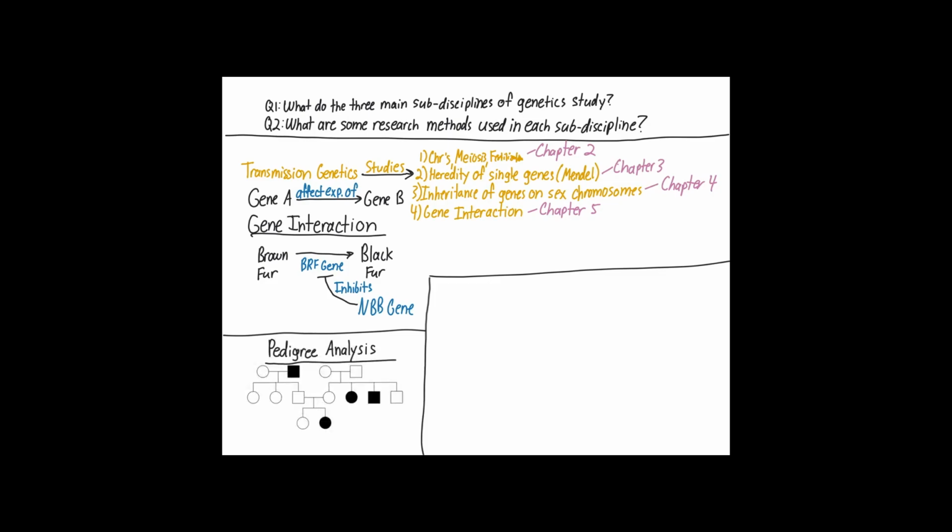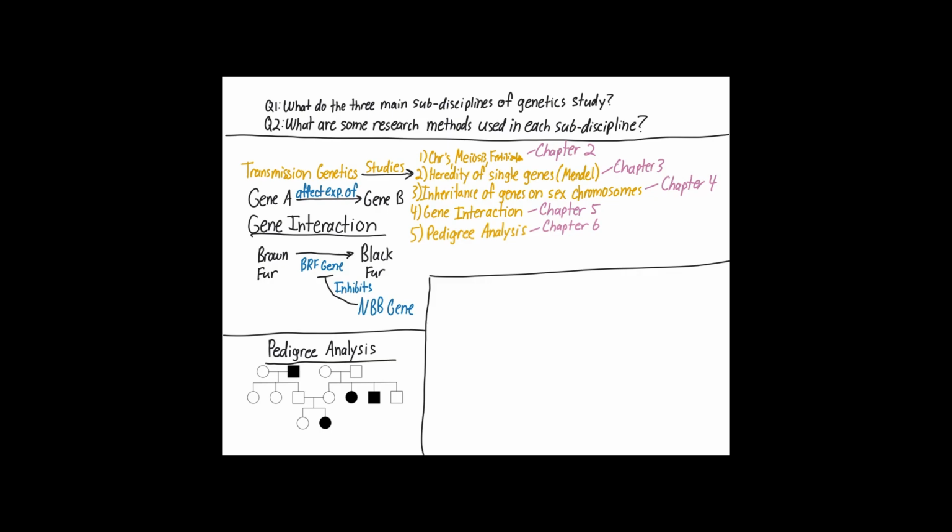Now you've seen how pedigree analysis can be used to study human genetic diseases and help parents make decisions about having children. Pedigree analysis is part of transmission genetics because it deals with the transmission of inherited genetic diseases or conditions within a family. We'll cover pedigrees in Chapter 6.